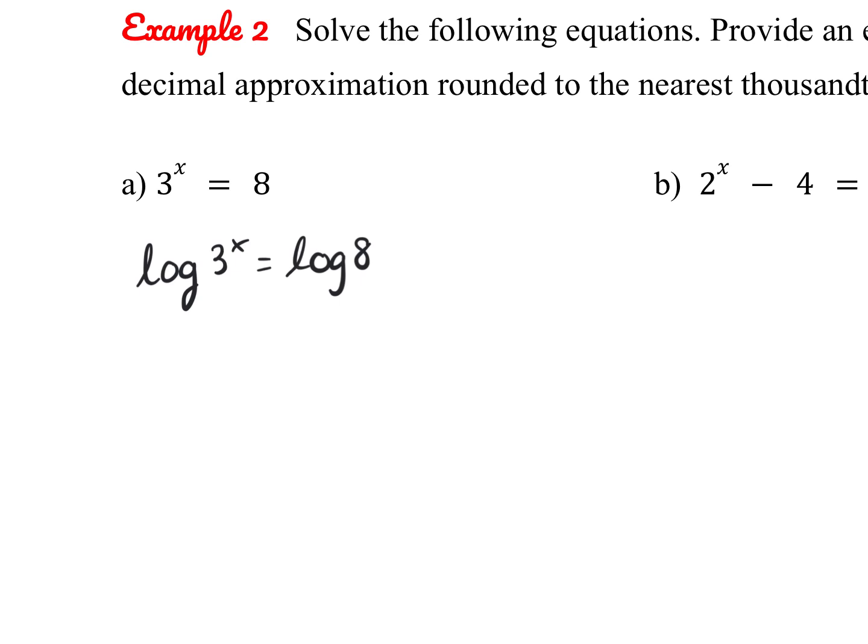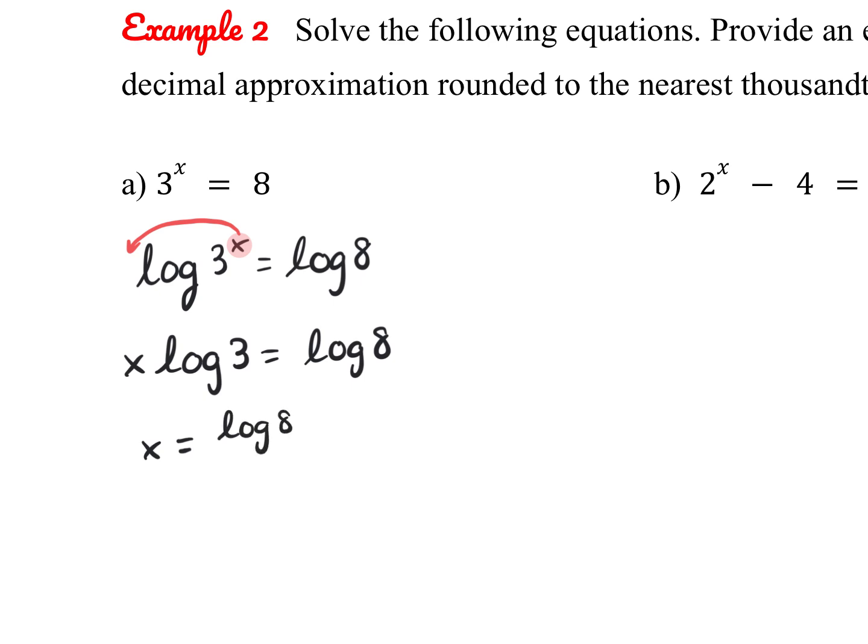And then from here, we can use our power property, and I can move that exponent out front. So x times the log of 3 equals the log of 8, and then all I have to do is divide both sides by the log of 3. The log of 3 is just some value, so you treat it just like a normal number. We can multiply or divide it to both sides just like any other number. So our final answer is the common log of 8 divided by the common log of 3.